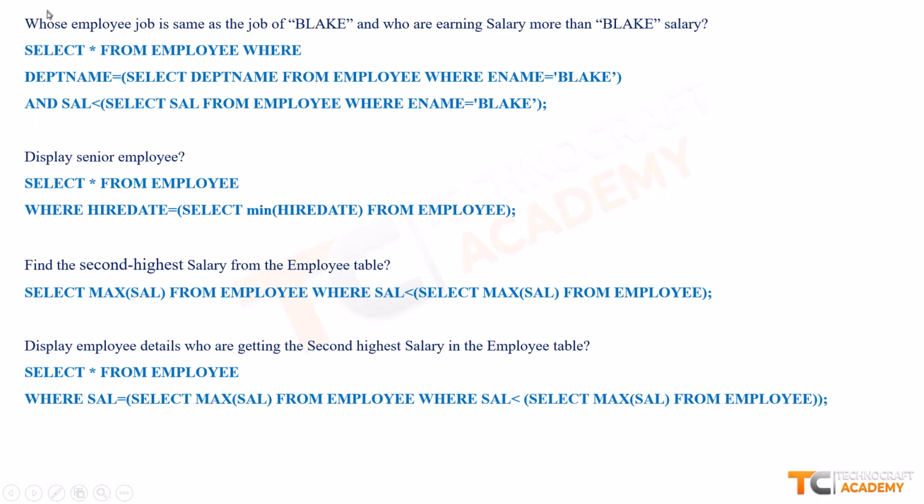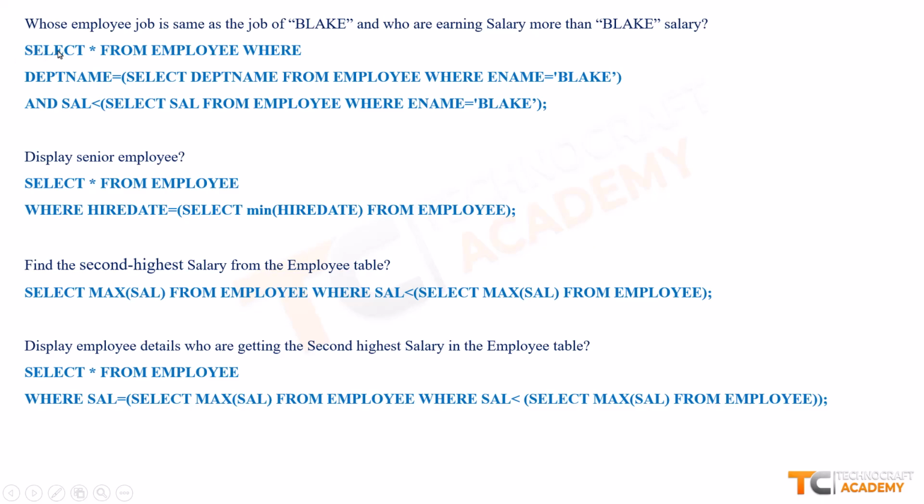Okay, the next example says: whose employee job is the same as the job of Blake and who are earning a salary more than Blake's salary. So here, if you see, there are two conditions provided. One is the job ID should be the same as Blake's and the salary should be more than Blake's salary. So we need to consider two conditions. Here we are going to use two subqueries, one for the job and one more for the salary.